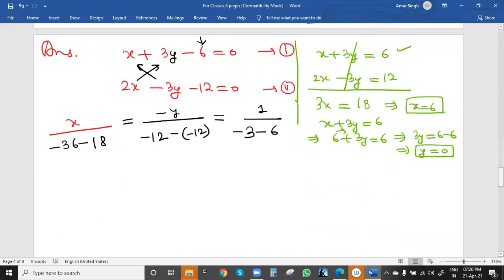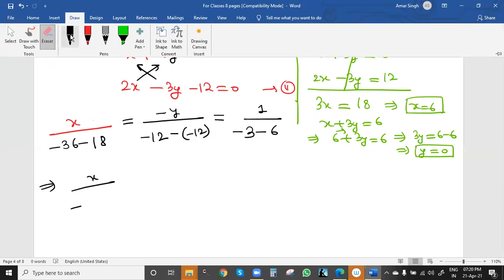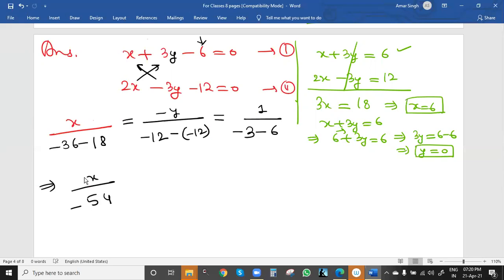Now we can solve for the values. x, y, x plus 3y minus 6 equals 0, 2x minus 3y minus 1. So this will be 36 minus 18, 48. 48 minus 48. One second, minus 54, I think. 8, 6, 8, 6, 14, 4 carry 1, 3, 1, 4, 1, 5. Minus 54, minus y by 0, minus 12 plus 12 is 0, and 1 by minus 9: minus 3, minus 6, minus 9. So we can equate x with the constant value and y also with the constant value.